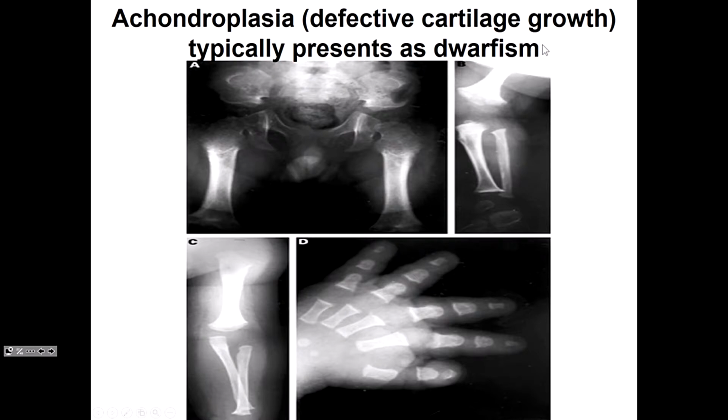There are many different mechanisms of dwarfism. One of them is achondroplasia. There are many others. But you can see in this particular individual, he has very short long bones, stunted growth of the long bones. So that has led to his dwarfism.